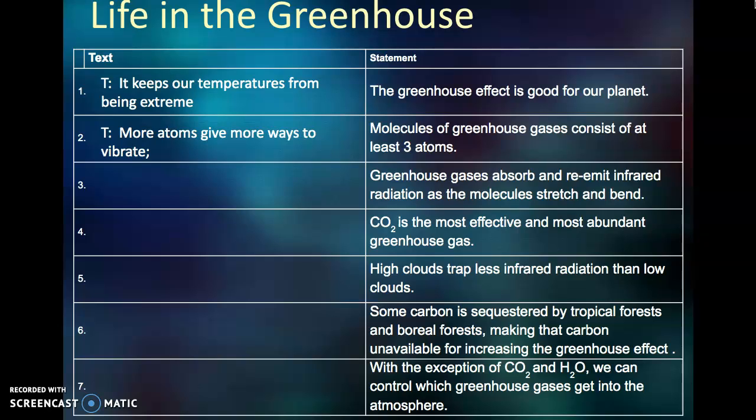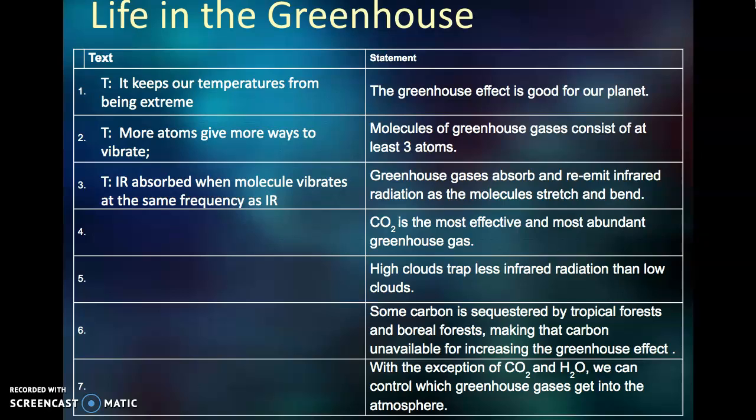All right. Statement number 3. Greenhouse gases absorb, take in, and re-emit, send out infrared radiation, which is just light. So greenhouse gases, like carbon dioxide, are absorbing, taking in, and releasing light, which causes the molecules to stretch and bend. Do you think that's something that happens? If so, you would be correct.